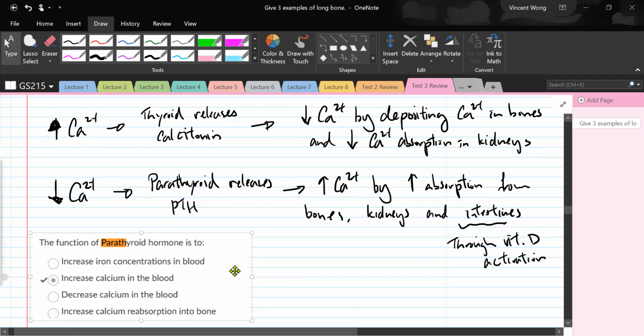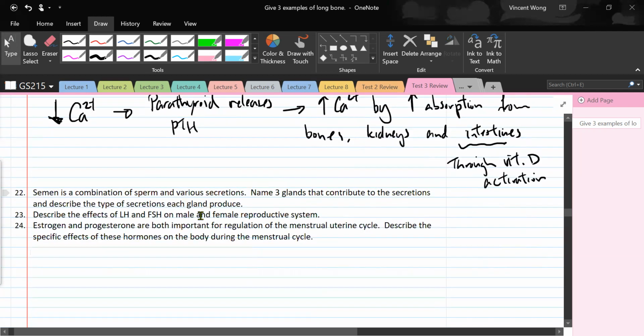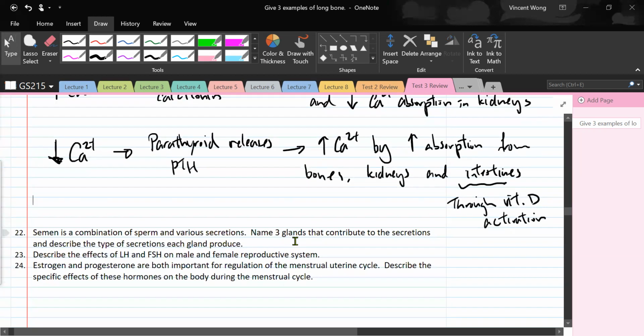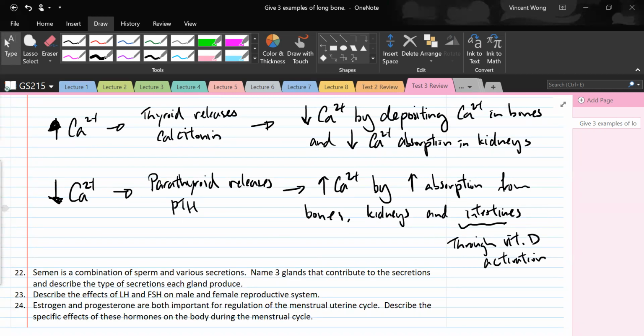I don't know why this question is here. Just going to delete it. The function of parathyroid hormone is to increase calcium in the blood, right? Like we just talked about that. Okay. All right. That's it for the bone unit, I think.